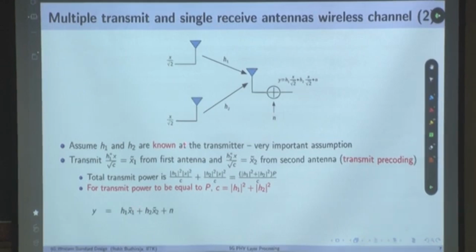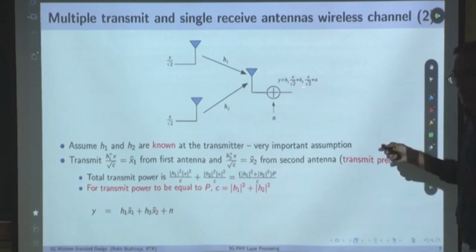So, what are we transmitting? Your transmit signal is designed from both antennas. You know what c should be, because h is known at the transmitter, correct? So, what will you receive? h1 x1 tilde plus h2 x2 tilde plus noise.